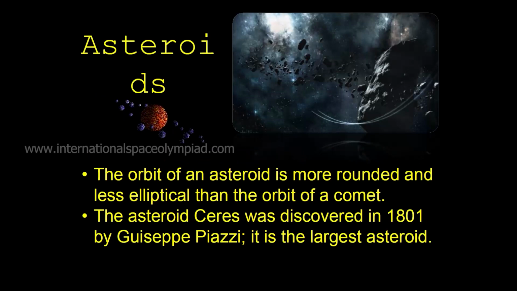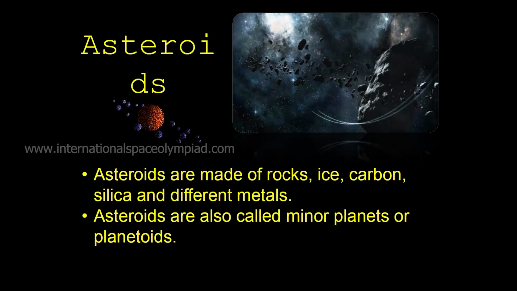And the asteroid Ceres was discovered in 1801. Actually, it's now called a dwarf planet, right? It was discovered by Giuseppe Piazzi, and it is the largest asteroid in the asteroid belt. It is also termed a dwarf planet. It is made of rocks, ice, carbon, silica, and different metals. Asteroids are also called planetoids or minor planets.